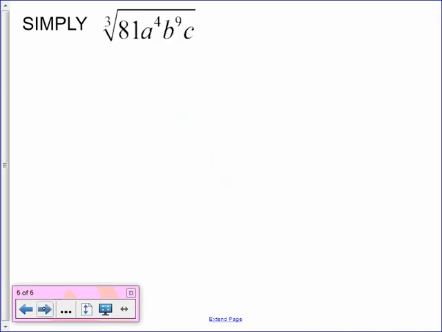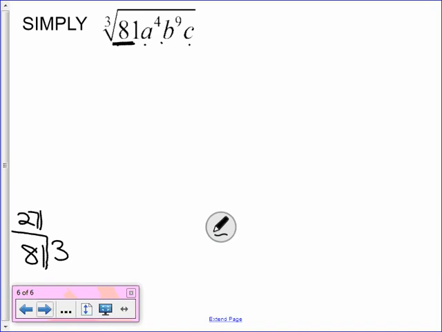Last example. I have the cube root of 81, a to the 4th b to the 9th, c, okay? So again, I need to do the birthday cake for the 81, and the A, B, and C, I can expand myself, okay? So 81, okay, what goes into 81? 3 does. I'm left with 27.